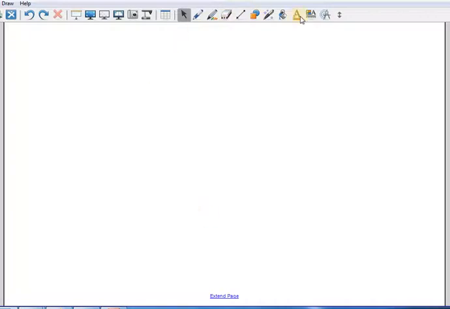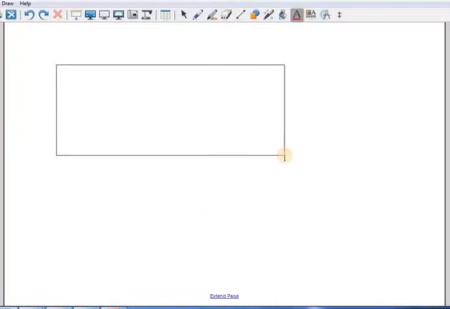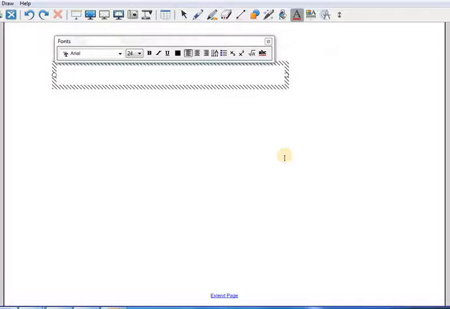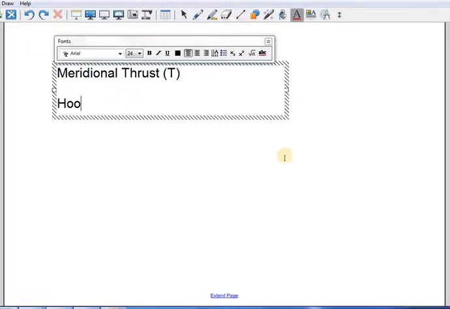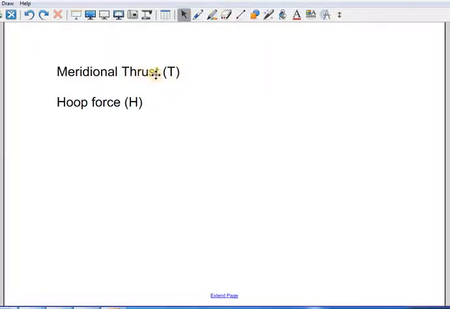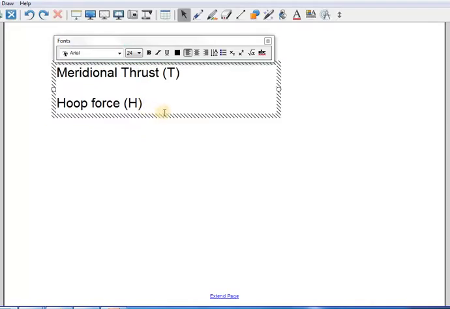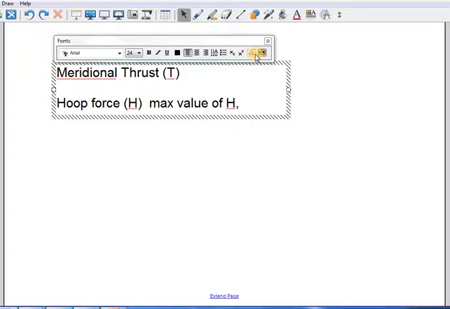We have seen that in the DOME there are two types of forces mainly: meridional thrust, which is usually denoted by T, and hoop force, normally denoted by H. These are the two things a DOME is mainly subjected to. We have further seen that the maximum value of H occurs when theta is zero.